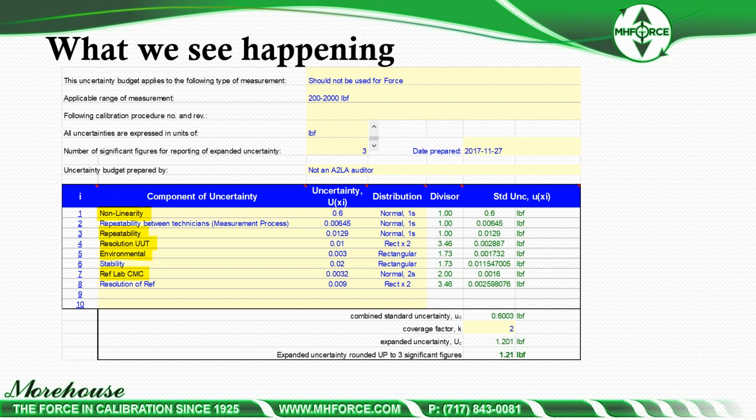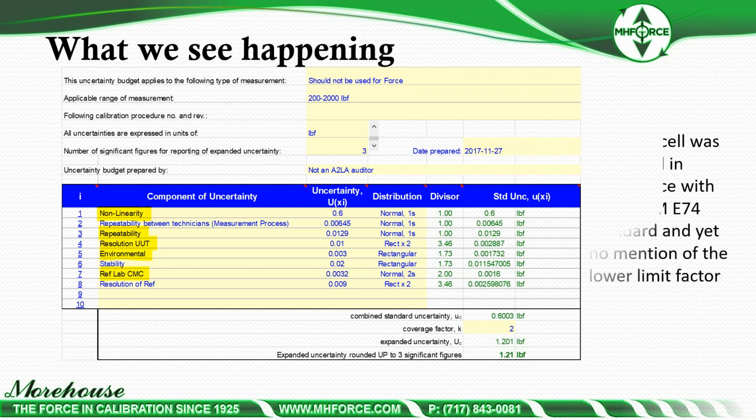Someone has their device calibrated in accordance with the ASTM E74 standard, and then they're putting in things like non-linearity. Why is that in there? And we're going to talk about that. And they're not putting in the key component, which is the ASTM lower limit factor. So it was calibrated in accordance with the ASTM E74 standard, and yet there's no mention of lower limit factor, which is basically the expected performance of that device in the field. It should be in there.